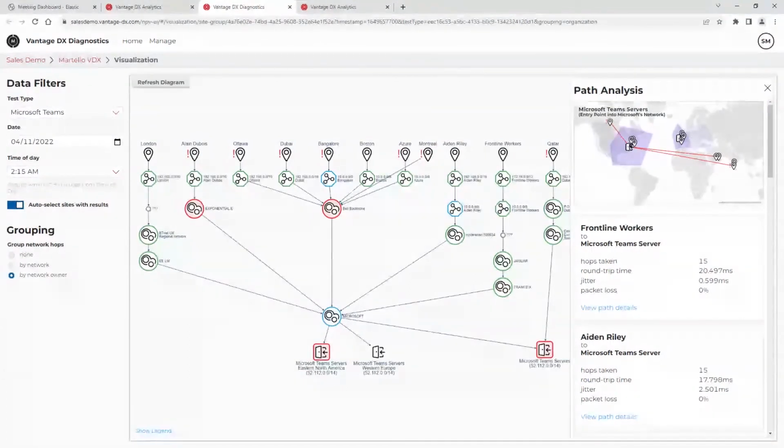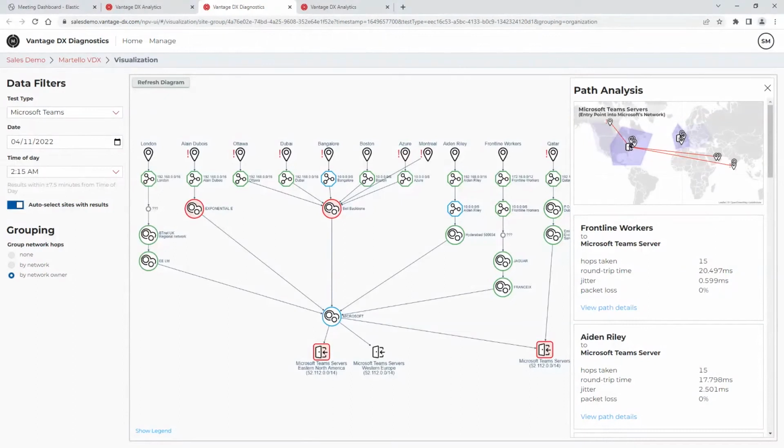So for example, in this one here, you can see that it's clear that at specific times a few sites and users were having issues with their connection to their ISP, which increased the latency during these meetings. You can also correlate this information with your own network monitoring tools if you've configured integration into Vantage DX. Here you can see as well, we're looking at the front doors that some of these people are entering, showing you if they're traveling too far to enter the Microsoft network.